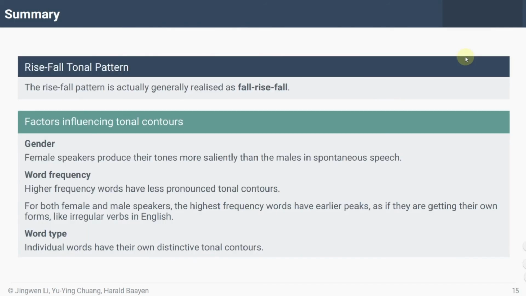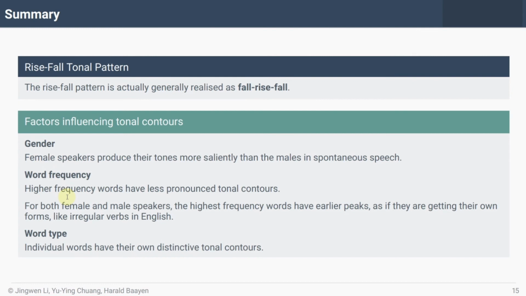To summarize, the rise-fall pattern in spontaneous speech is generally realized as fall-rise-fall, and there are a lot of things that together influence the pitch contours we see. First of all, in spontaneous speech, female speakers appear to produce their tones more saliently than the male speakers. Then, higher frequency words have less pronounced tonal contours, which is visually simpler and flatter.